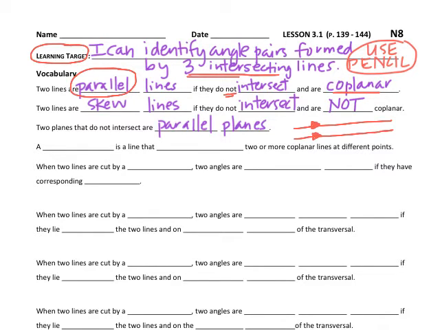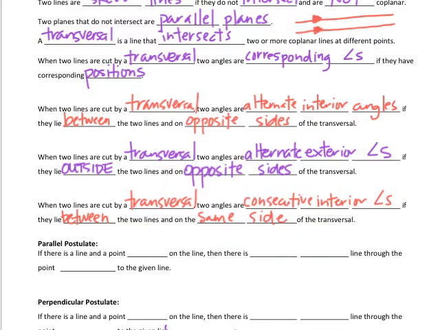And skew lines are lines that do not intersect but are not coplanar. So that means, for instance, in a box, some kind of a, see if we can, okay, back to our new vocabulary. The new vocabulary, we have four more angle pairs that we're going to be learning about in this next section.